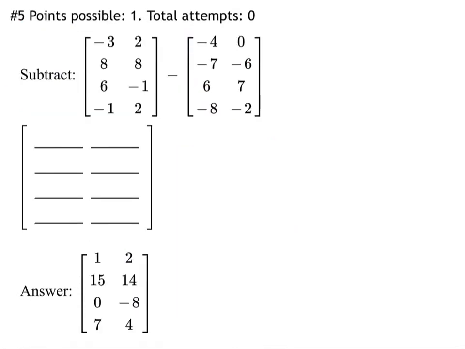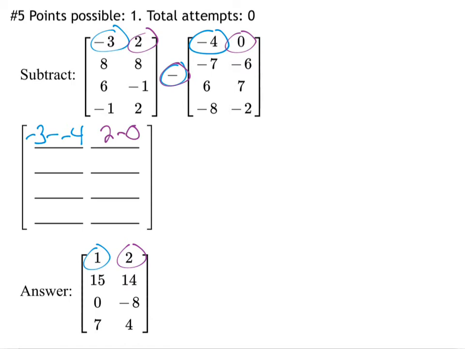All right, number 5, subtracting 2 matrices, real natural and easy. Notice they're the same size, aren't they? Remember you can only add or subtract same size matrices. So minus 3 minus 4, that adds the 4, positive 1. And then 2 minus 0. That's 2. And 8 minus 7. That adds the 7, 15.